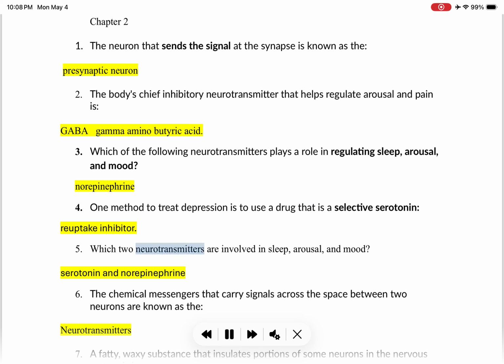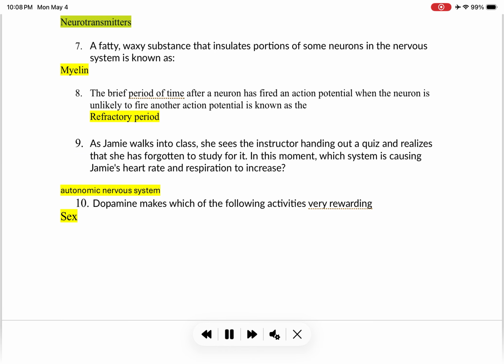Which 2 neurotransmitters are involved in sleep, arousal, and mood? Serotonin and norepinephrine. The chemical messengers that carry signals across the space between 2 neurons are known as the neurotransmitters. A fatty, waxy substance that insulates portions of some neurons in the nervous system is known as myelin.